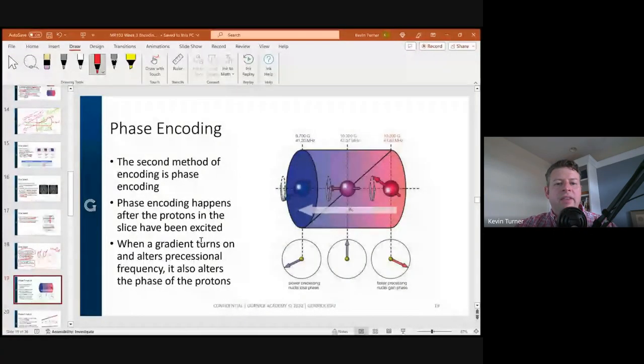All right, the second method of encoding is phase encoding. Phase encoding happens after the protons have been excited. We're going to look at the pulse sequence diagram here in a minute as well. When a gradient turns on and alters precessional frequency, it also alters the phase of the protons.